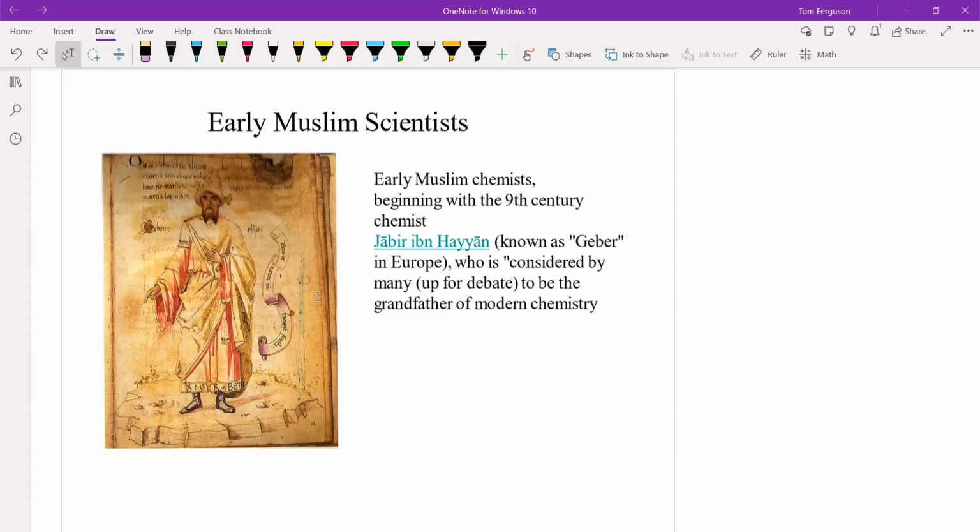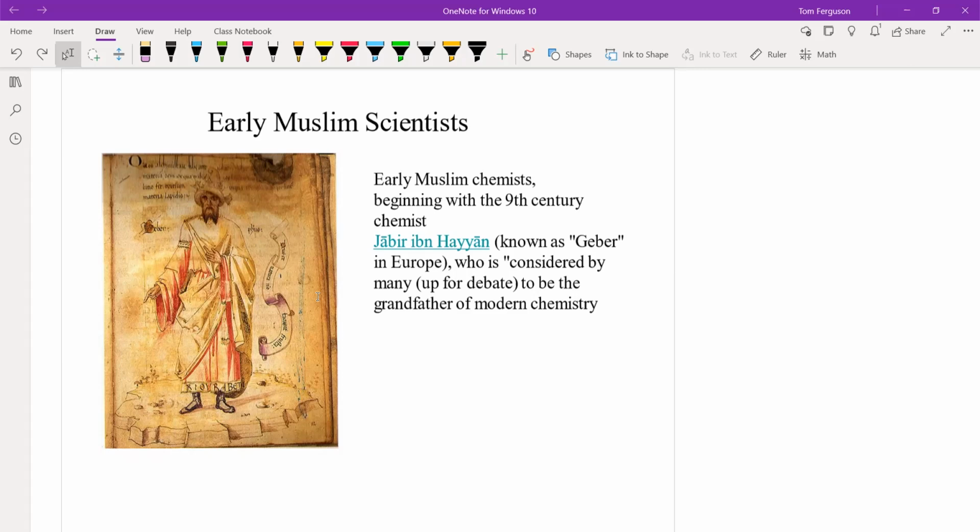Now, Western Europe was way behind two main centers of science. One is in the Middle East, one is in China. Europe was way behind these. This guy is considered the grandfather of modern chemistry, and we're talking about the 9th century. That is a long, long time ago. Have you ever heard of this guy? No, probably not. No one gives any credit to anything outside of Europe.